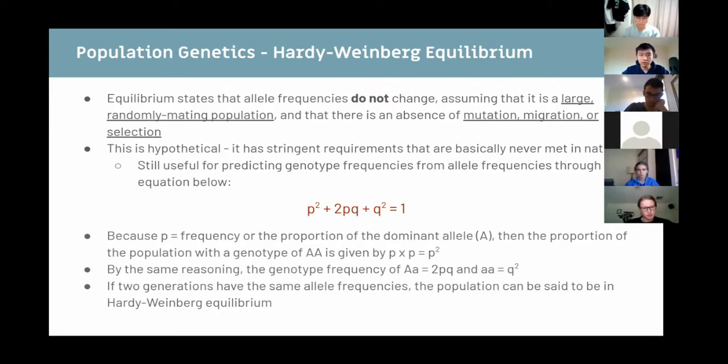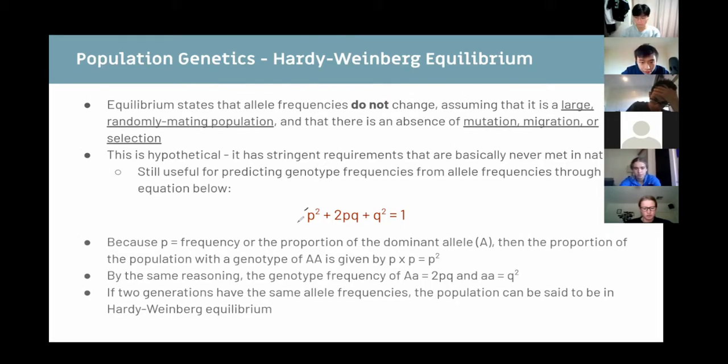So because there's such a strong requirement to fit this kind of law, it has to be large randomly mating, it has to not have mutations, migrations, or selection. It's a pretty hypothetical sort of law because you'll basically never see it in nature that meets all of these conditions, but it's still useful for predicting genotype frequencies from allele frequencies through the equation below. So if you remember from the last slide, this P here is the frequency of the dominant allele, and this Q here is the frequency of the little allele.